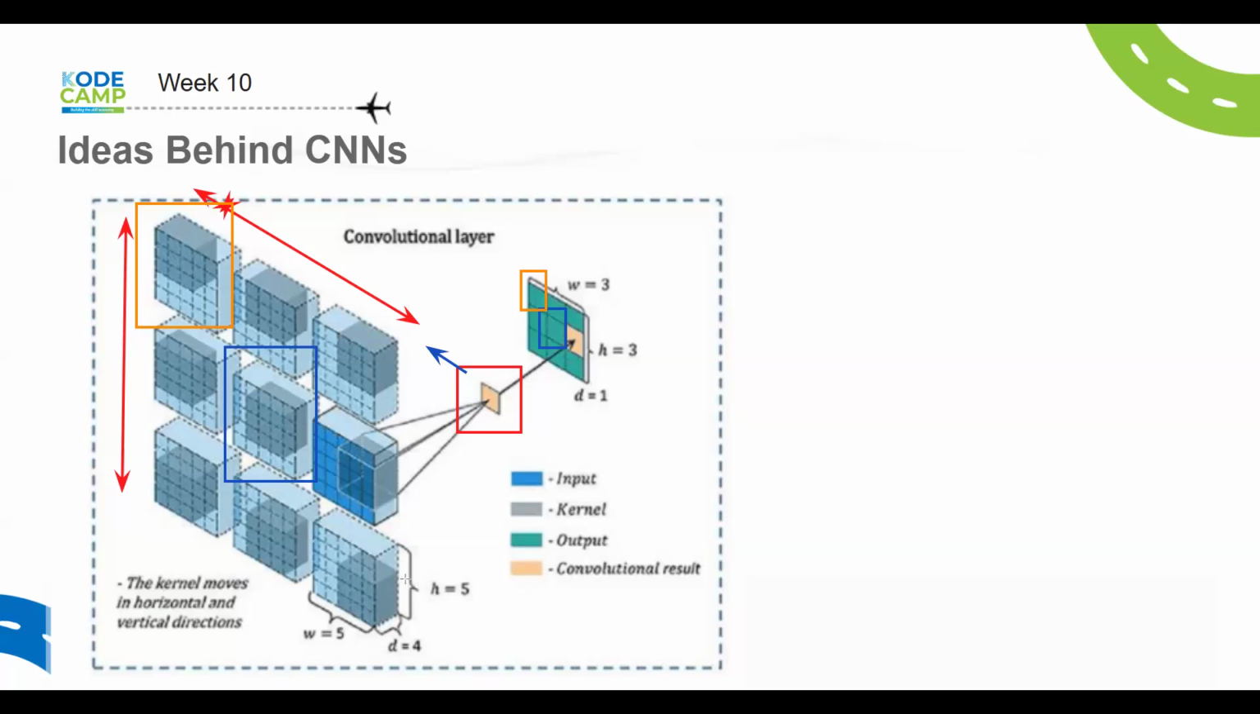So the kernel moves in horizontal and vertical directions, right? As it is moving, it is scanning a subsection of the image. It is applying the convolution operation on that subsection. And the output of that convolution operation goes into the next layer. That's it. That output is a convolutional result. You can see that the input is this, the kernel is this, and then the output is this. That is a summary of how the CNN works.